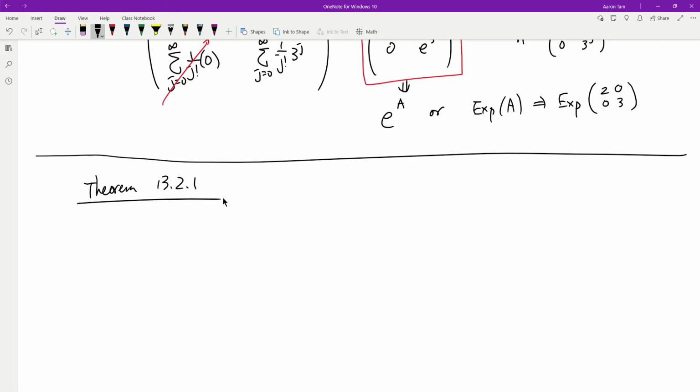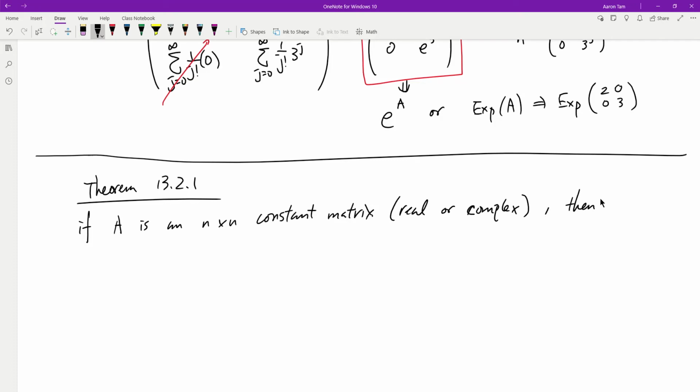13.2.1. We're going to try to prove some of these properties, but of course, we're probably not going to be able to do all of them in today's video because we're already 20 minutes into the video. So here's what the theorem says. If matrix A is an n by n constant matrix, and it doesn't matter whether it's real or complex, so even if the entries inside are complex numbers, it still works.